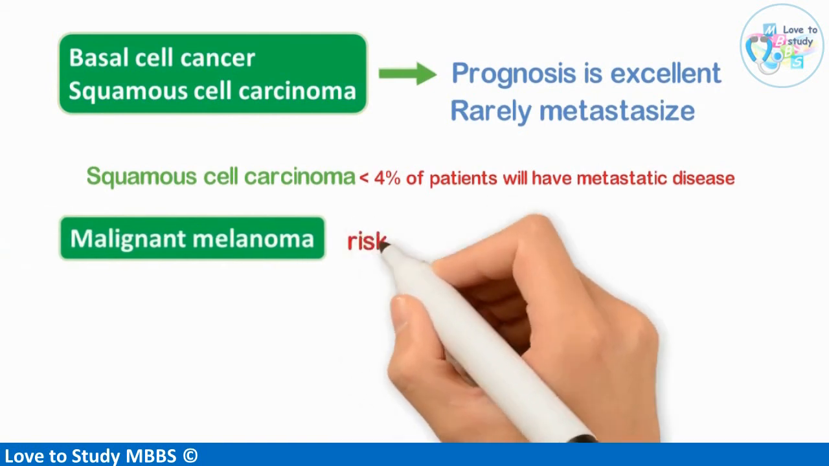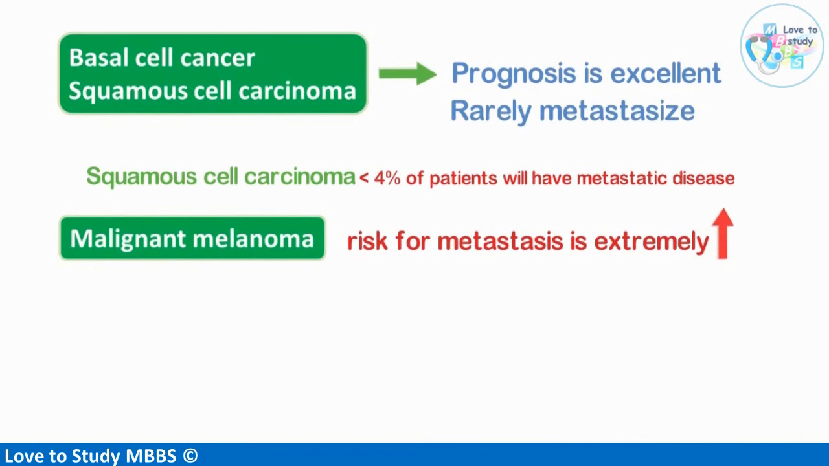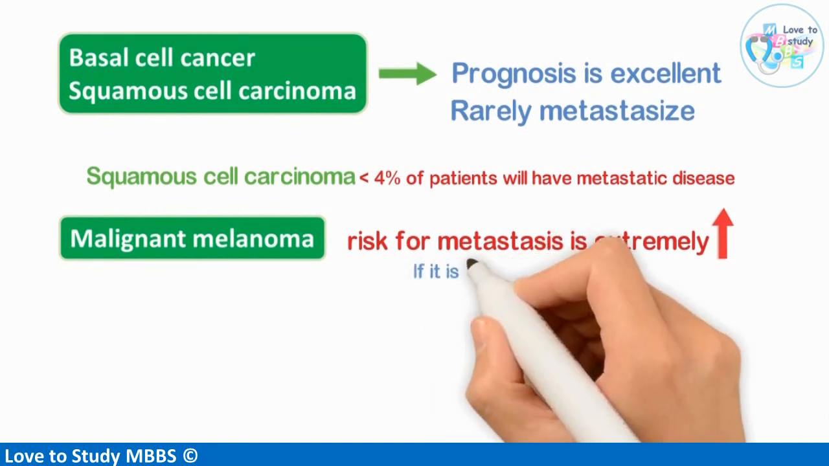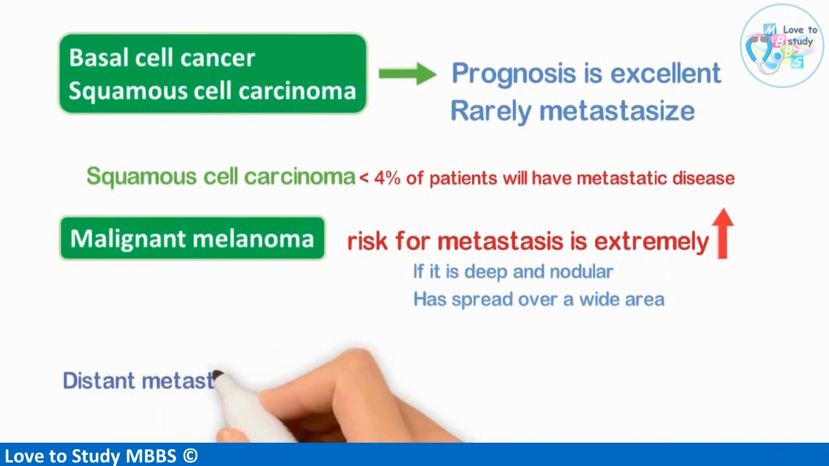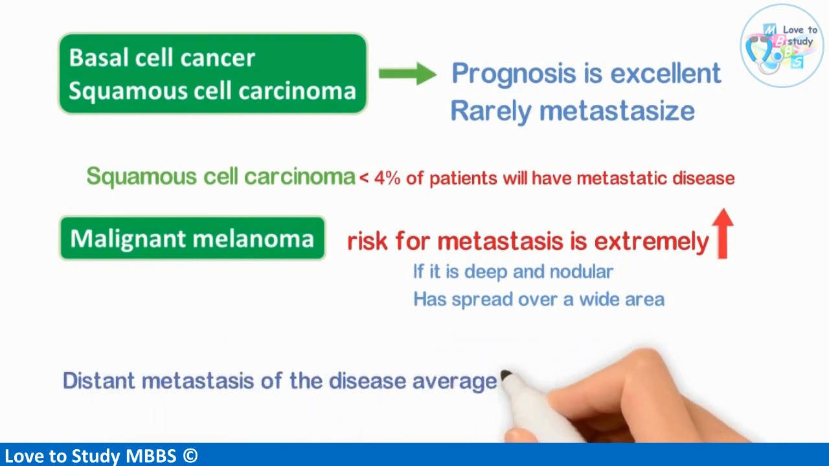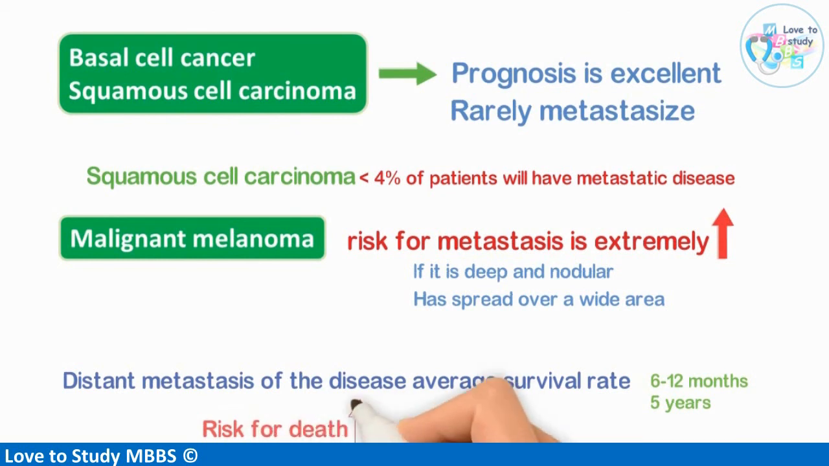The risk for metastases is extremely high with malignant melanoma, especially if it is deep and nodular or has spread over a wide area. With distant metastases of the disease, the average survival rate is about 6 to 12 months, with a less than 10% 5-year survival rate. The presence of metastatic disease in malignant melanoma portends a much higher risk for death than is seen in non-metastatic disease.